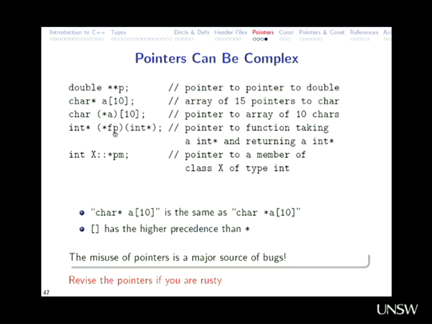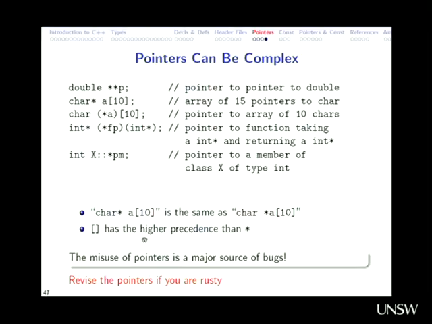You can then have function pointers, so a pointer to a function taking nothing and returning an int star. And then you can have pointers within namespaces. So x is a namespace, and it's a pointer to a member of x of the type int. We'll worry about that later on.